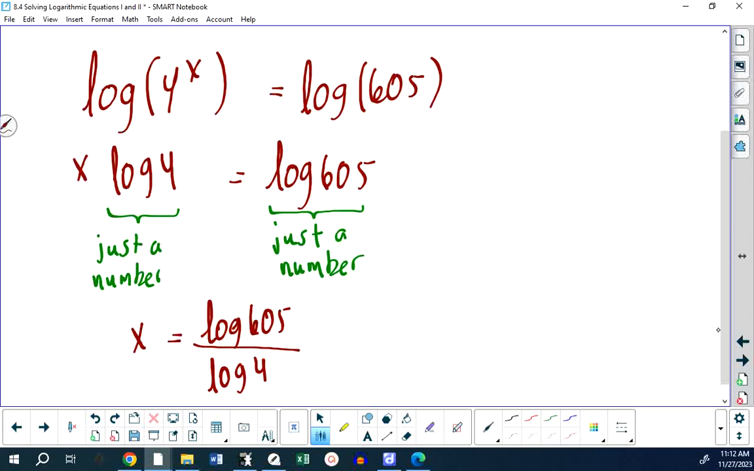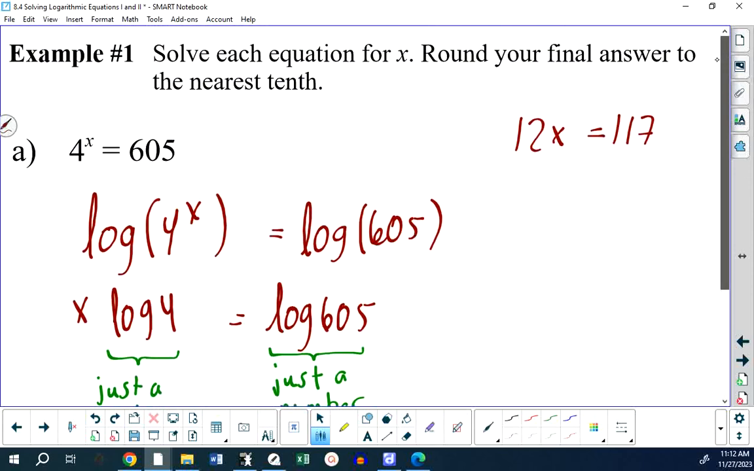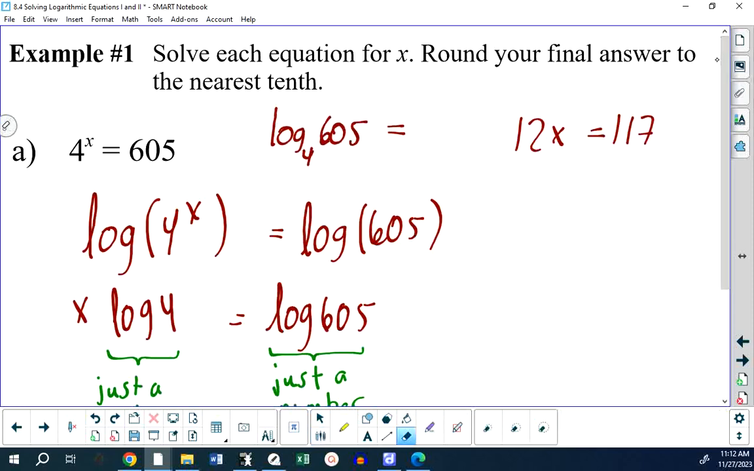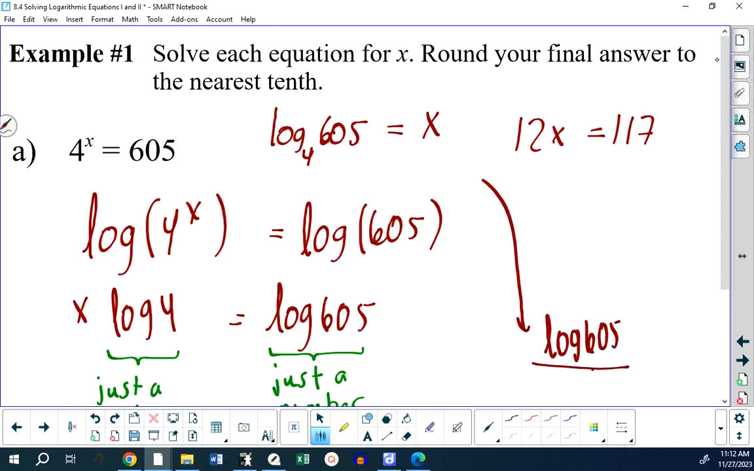Any questions with that solution? Is there anybody who looked at this and said, well, if I convert it to exponential form, then x is log base 4 of 605? Because if you did, I'm here to tell you it's not always going to be that simple. You can't do that. By the way, log base 4 of 605, using the change of base formula, is that, which is what we got.